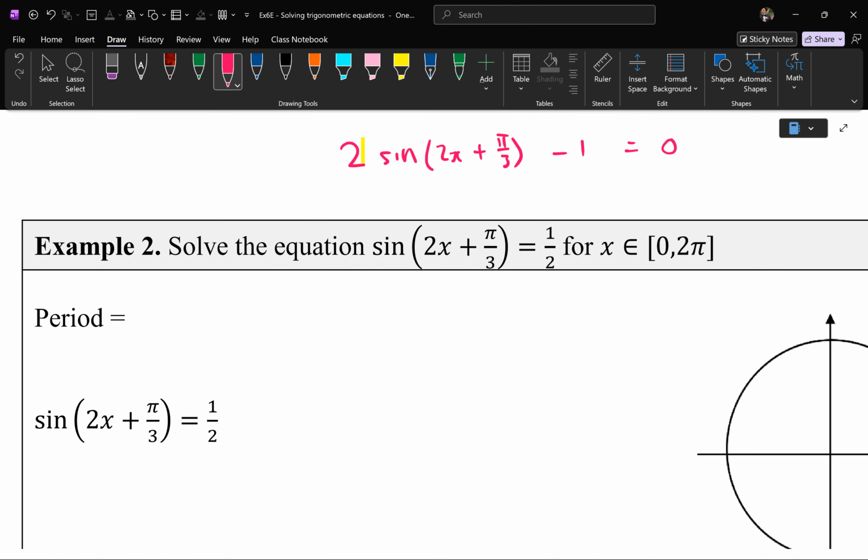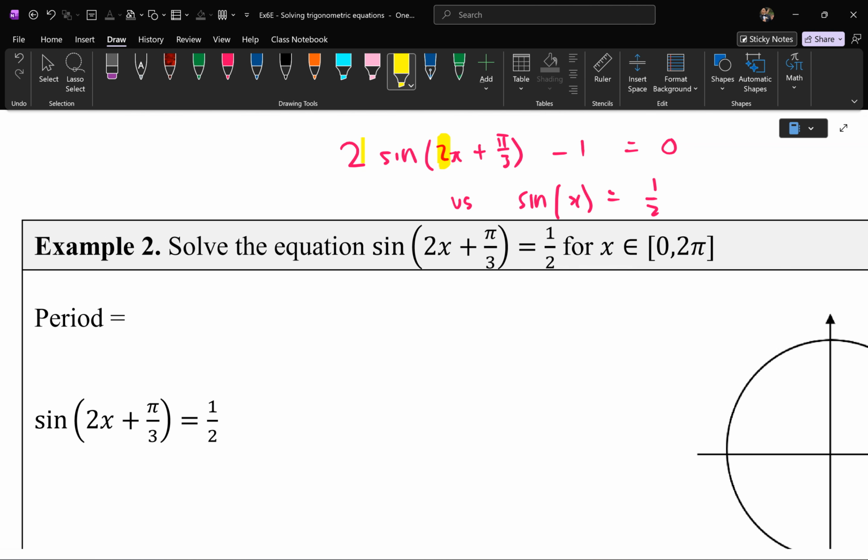And their application is still the same. There's no difference to what I would do for this question versus sine of x equals half. I would do exactly the same thing. Whatever method I'm going to use for sine of x equals half is exactly the same for this one. The only difference is you've got to be careful with the period.